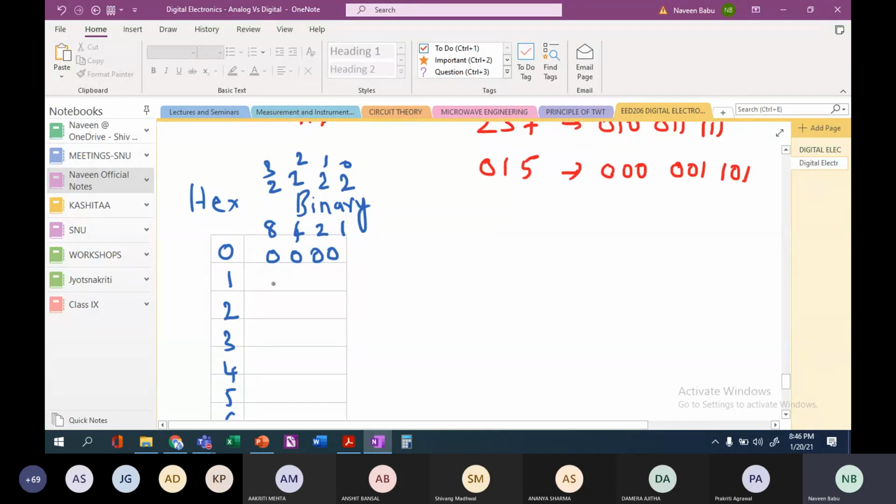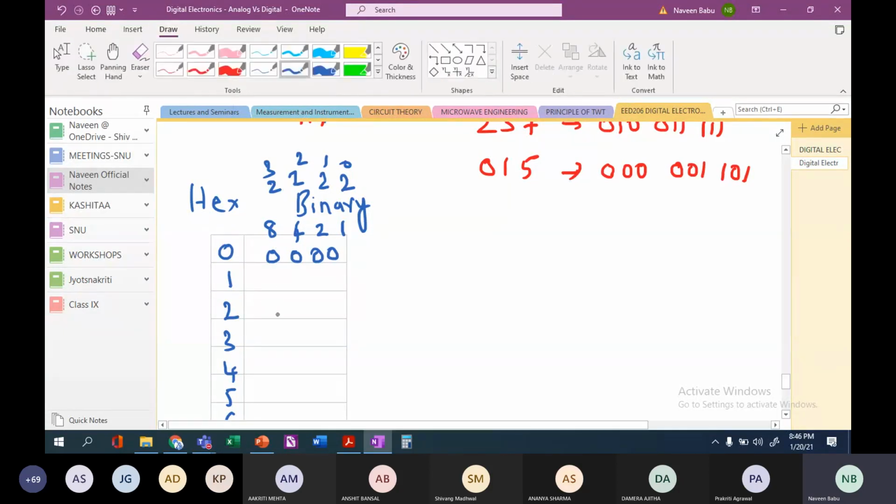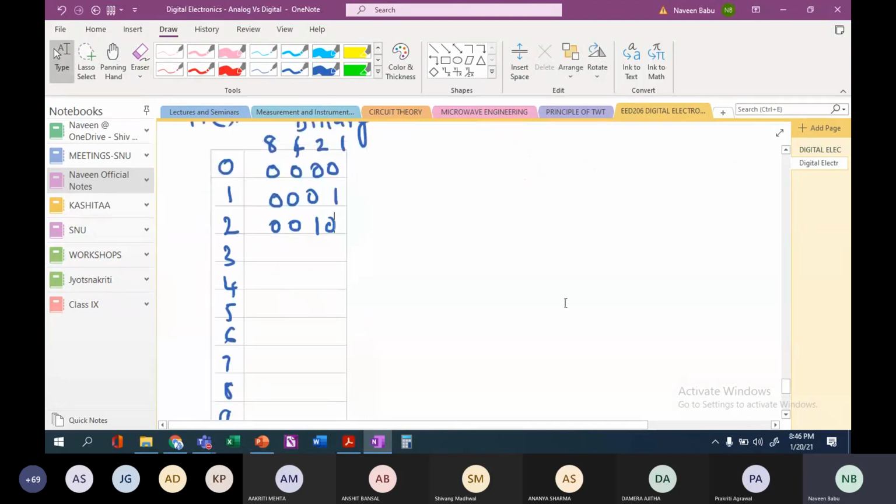Now 1. I have a positional weight 1 here. So I will have 1 here. Rest all values will be 0. 0, 0, 0, 1. Similarly 2, I have a position 2 already here. So rest all will be 0 here. Now I have 3. So what makes me 3? This 2 plus 1 makes me 3. So these positions will be 1 and 1. Rest all will be 0.